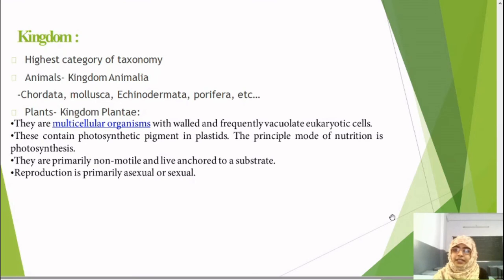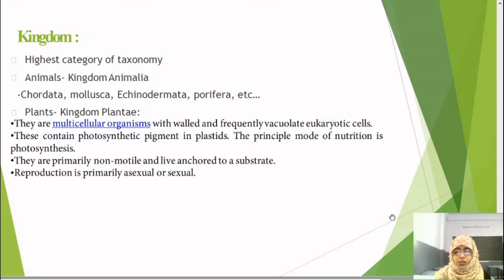The topmost category of taxonomy is kingdom. That is, you have two kingdoms, plant kingdom and animal kingdom. In animal kingdom, you have kingdom Animalia, whereas for plants it is kingdom Plantae. In animal kingdom, you have chordata, mollusca, echinodermata, porifera, etc. And next, in kingdom plant, these are multicellular. The differentiation between animal kingdom and plant kingdom is that you have various kinds of other categories in animals, but in plants, you have multicellular organisms.